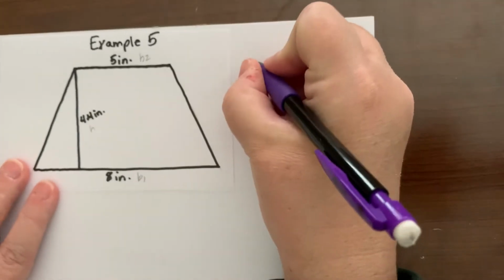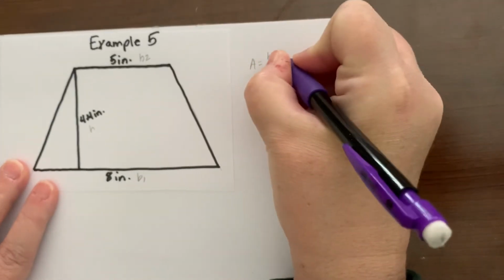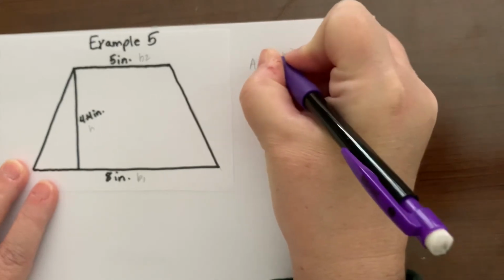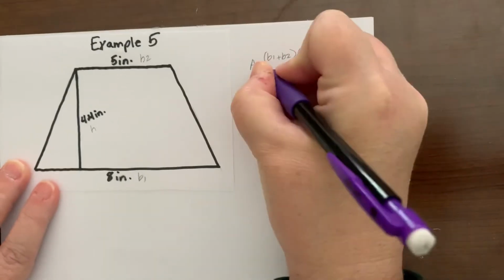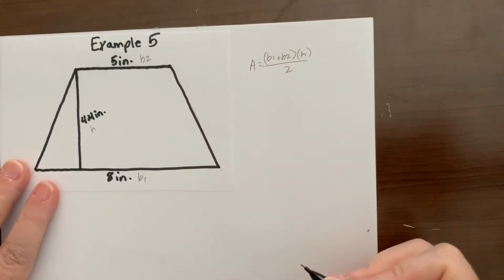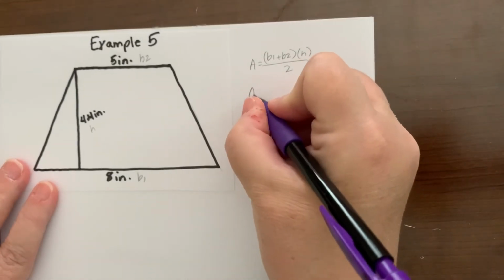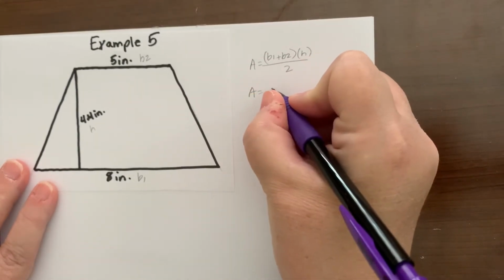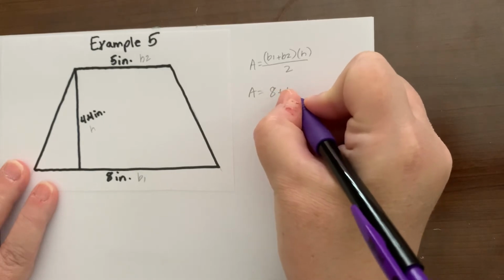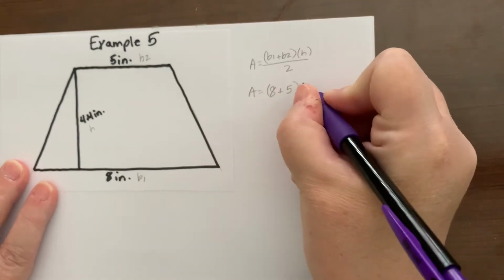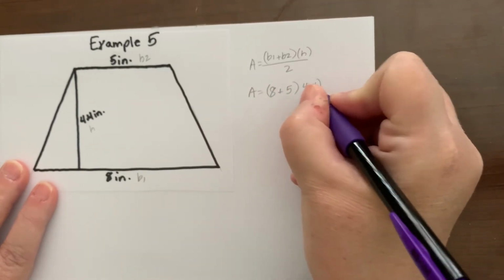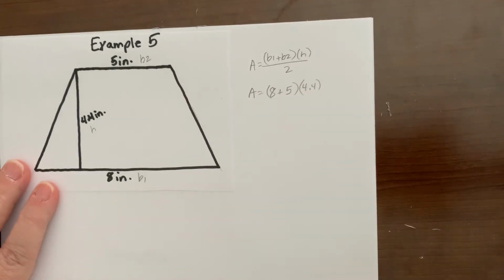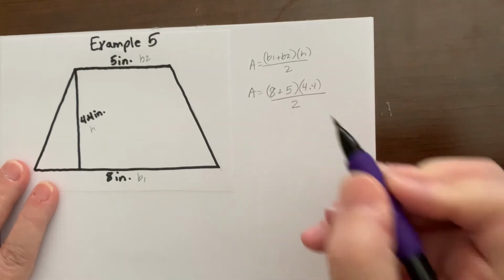Okay, so I'm going to go ahead and write my formula. B1 plus B2 times my height divided by 2. And now I'm going to go ahead and plug in. I've got a base 1 of 8 plus a base 2 of 5, and I'm going to be multiplying that by 4.4, divided by 2, sorry.